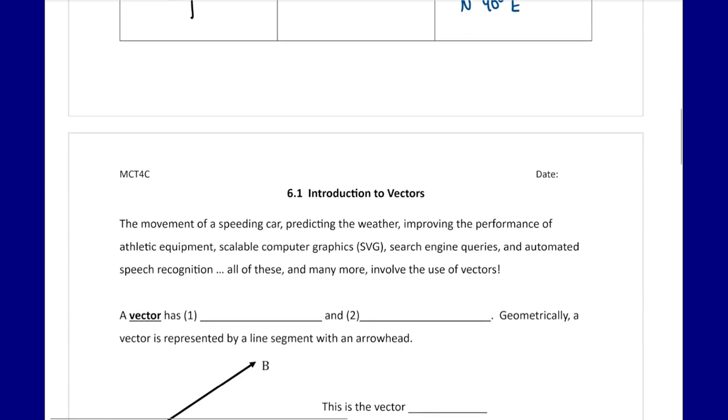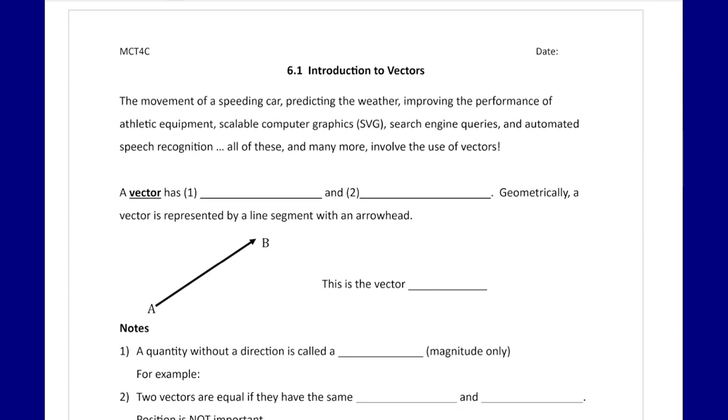So with vectors, the movement of a speeding car, predicting the weather, improving the performance of athletic equipment, all these different things involve vectors. So what is a vector? If you've seen the movie Despicable Me, you've seen the bad guy, his name is Vector, and he says that he commits crime with two things, and that would be direction and magnitude. And that is actually what vectors are made of: direction and magnitude. Geometrically, a vector is represented by a line segment with an arrowhead, like we see here.